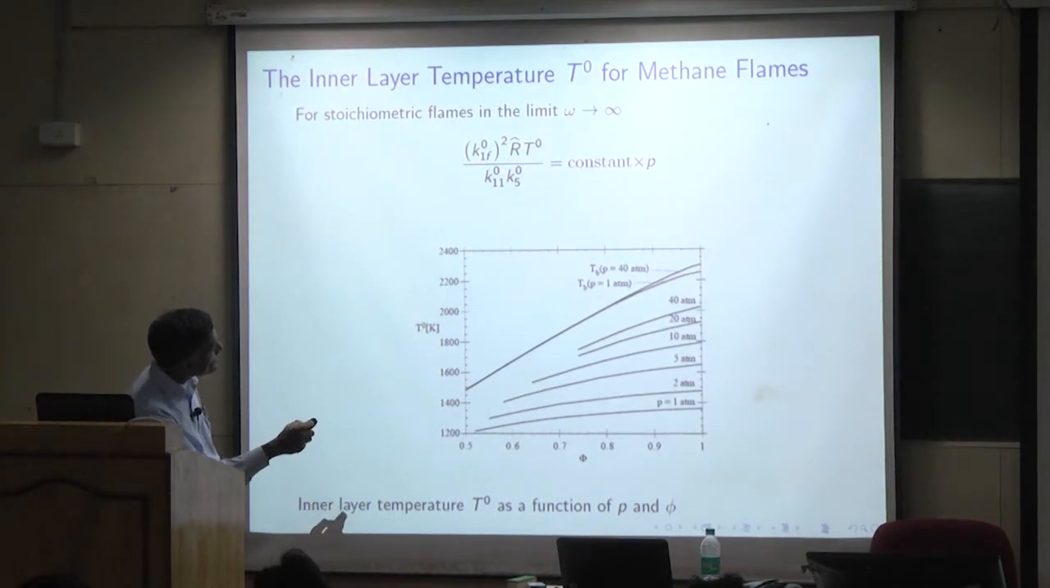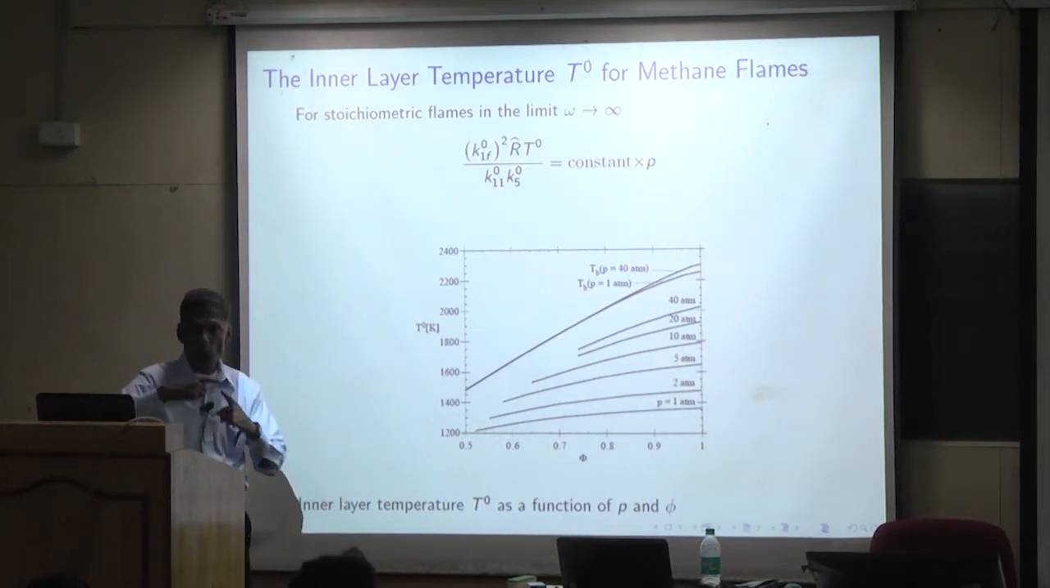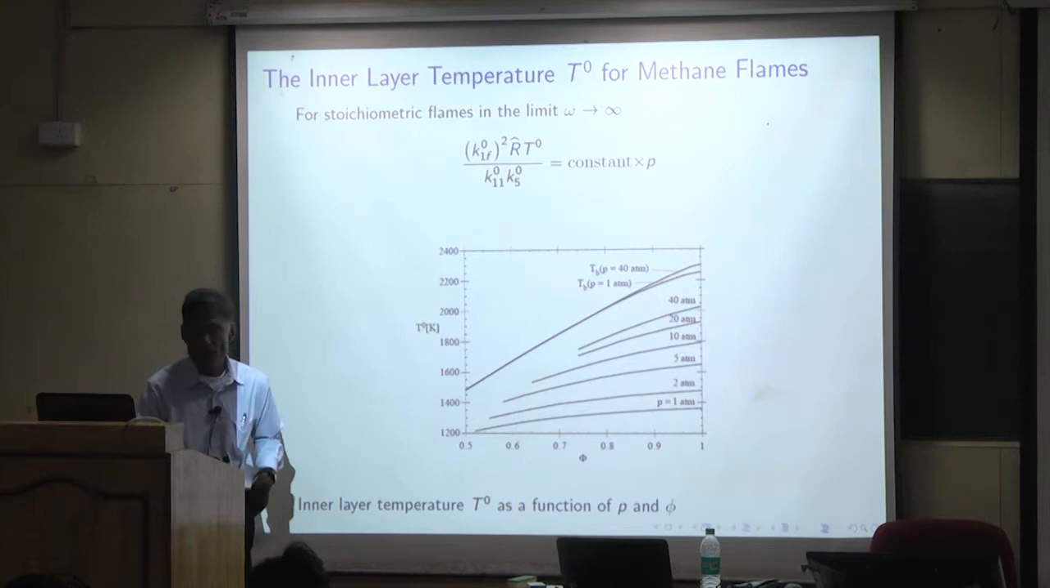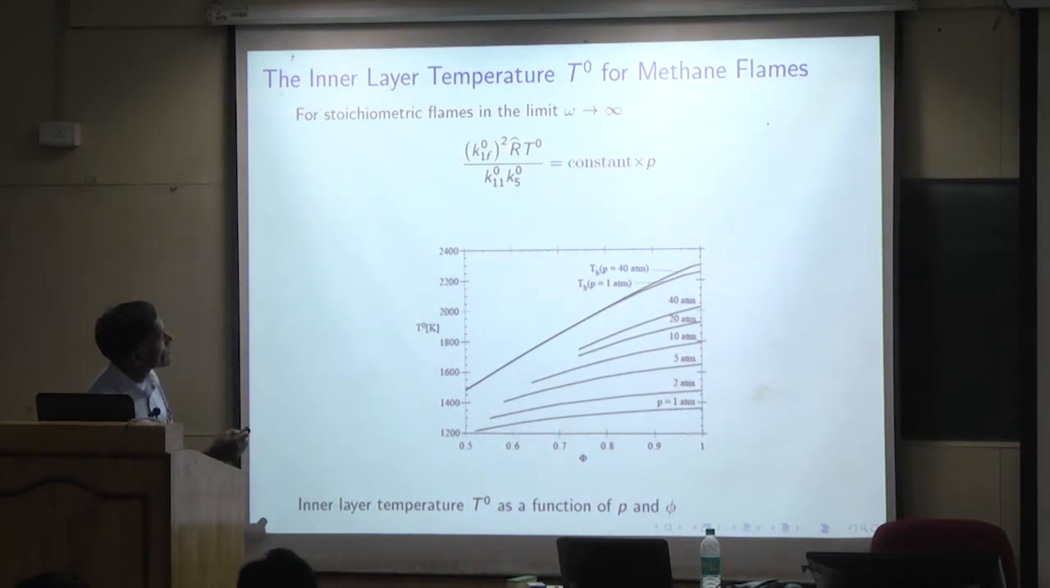And the temperature that one obtains by solving this equation is that inner layer temperature, that big crossover temperature I talked about. As I said, that is a fundamental property of the laminar flame, maybe even more important than the burning velocity. So here is plotted the inner layer temperature as a function of pressure and the equivalence ratio. Of course, you can see the inner layer temperature depends on the pressure as well.